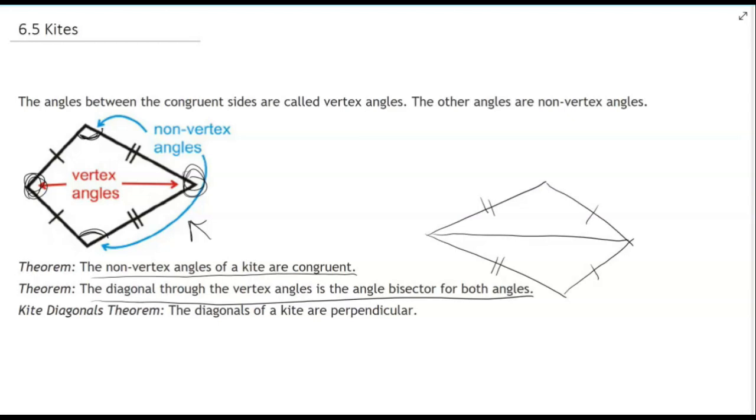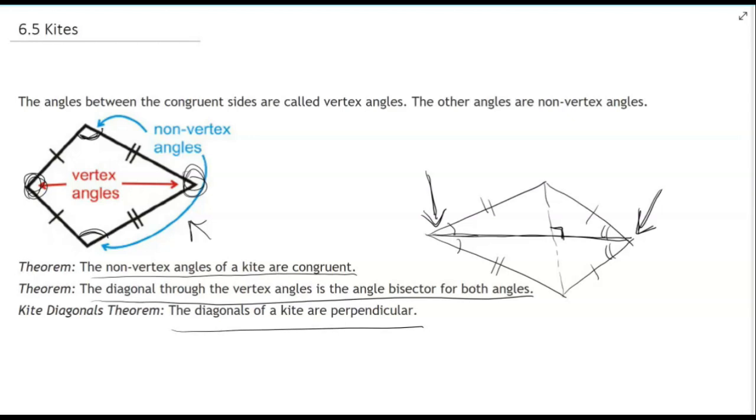Okay, so this second theorem says that this long diagonal is going to bisect the angles here on each side. So this angle bisects and this angle bisects also. All right, again, it's not true for the short diagonal, but it is true for the long diagonal. And then one other thing, the diagonals of a kite are perpendicular. So if you go ahead and draw in the other diagonal, you're going to see a right angle there. They're perpendicular.